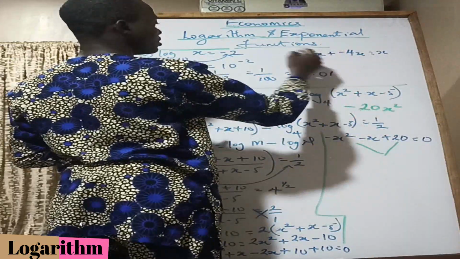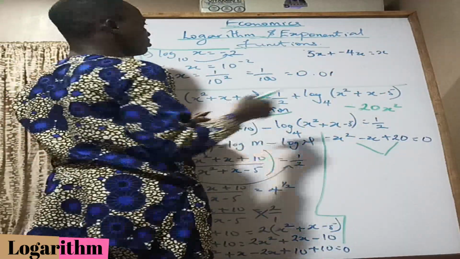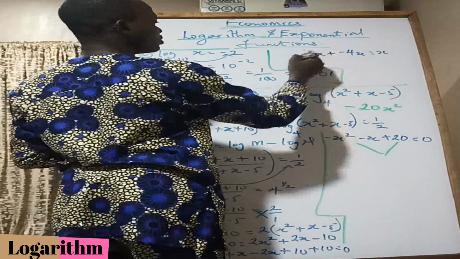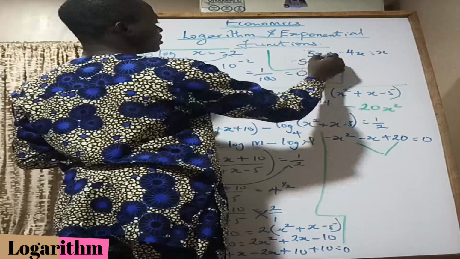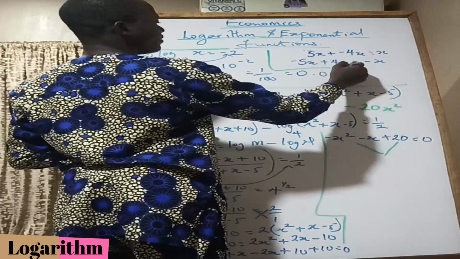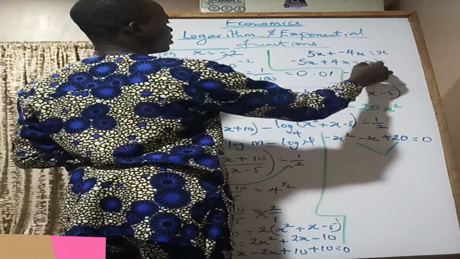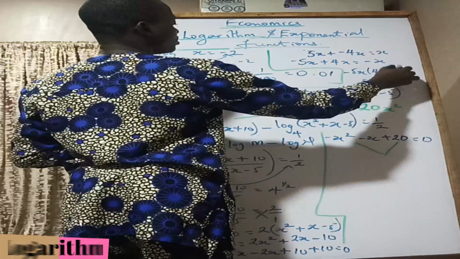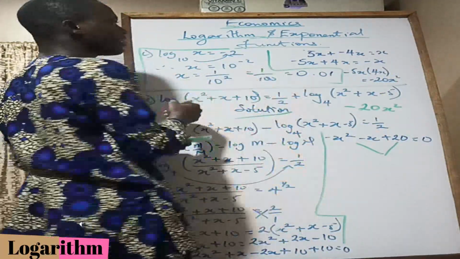So which means what we need is, we need this one minus 5x then plus 4x. This will give us minus x. Then minus 5x times 4x will give us minus 20x squared. So that means the two numbers that we are looking for are minus 5x and plus 4x.